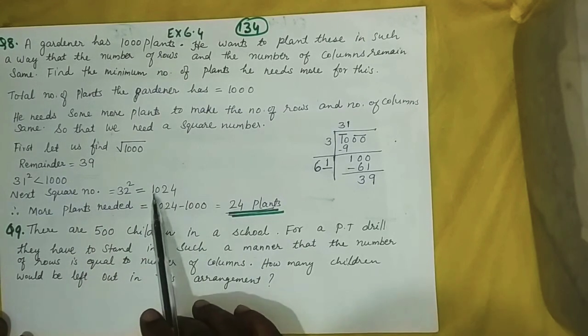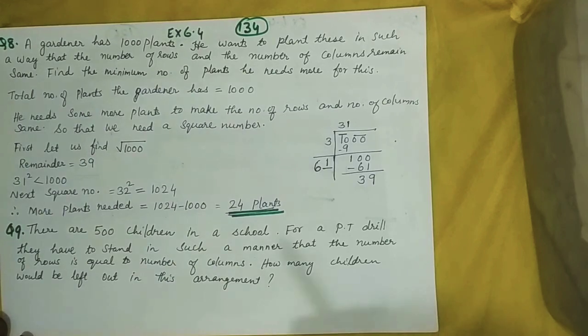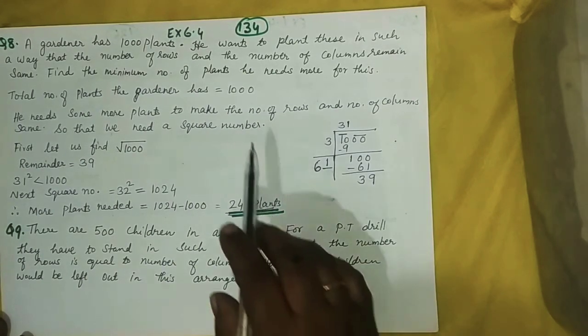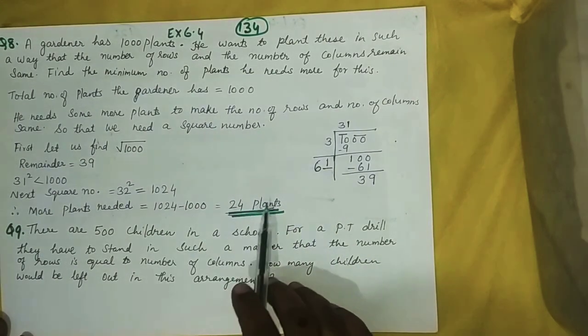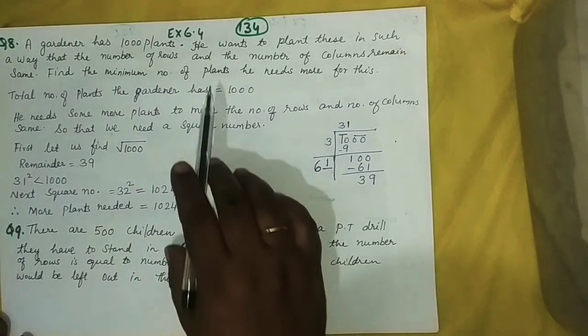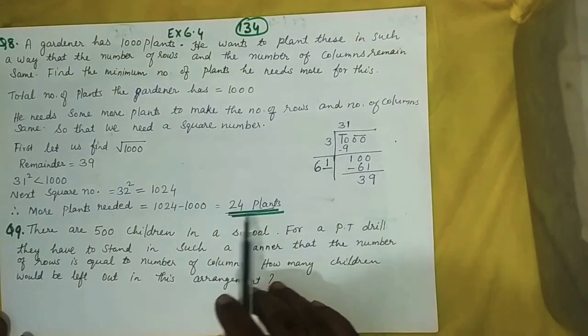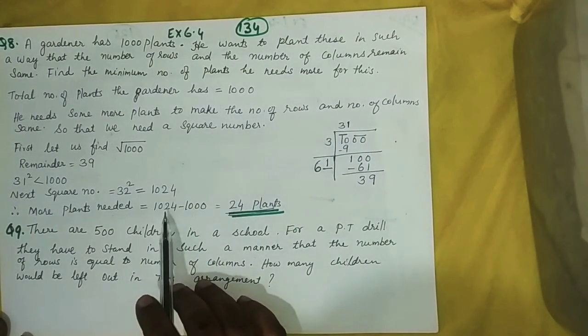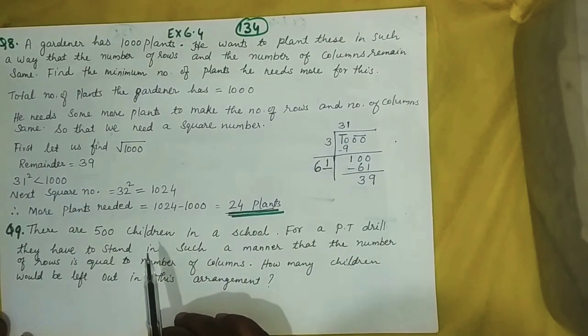1024 is a square number. So what does it show? 24 plants more are needed for this arrangement. Find the minimum number of plants needed for this: it is 24. And how many total plants will there be? 1024 plants will be there.